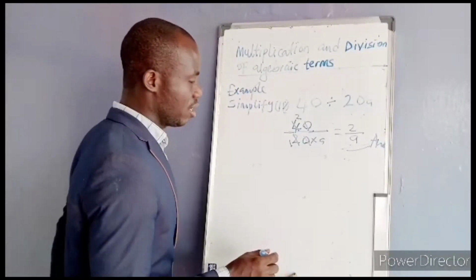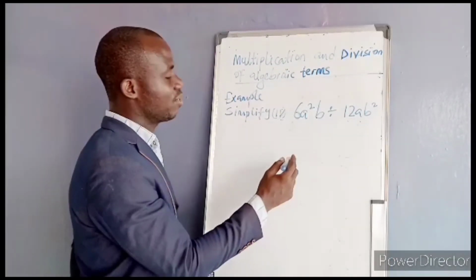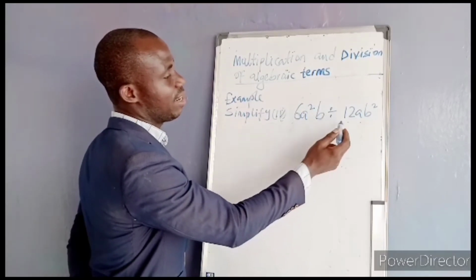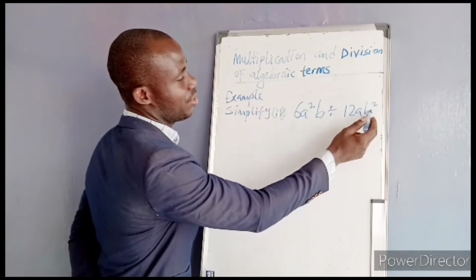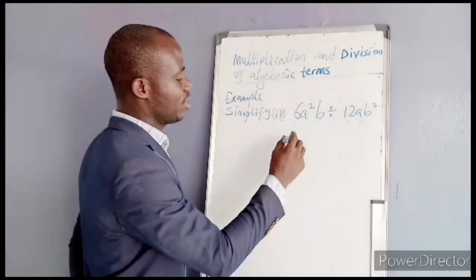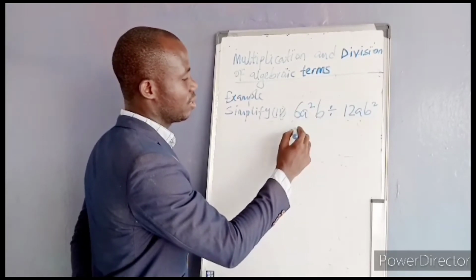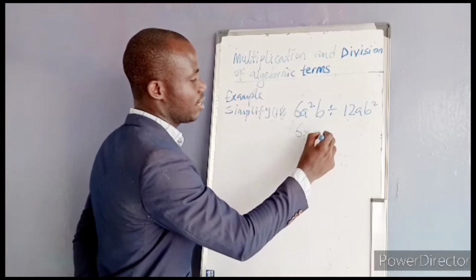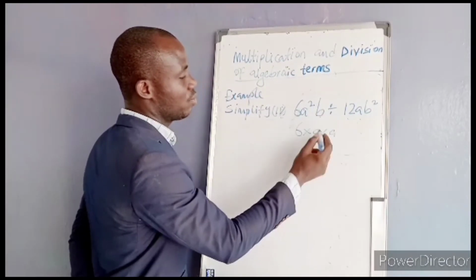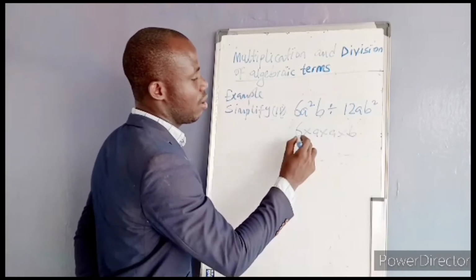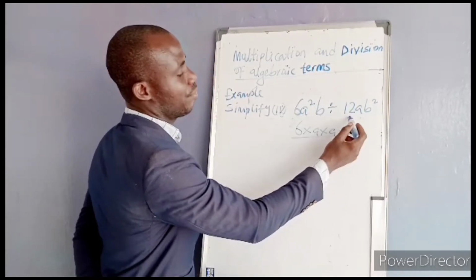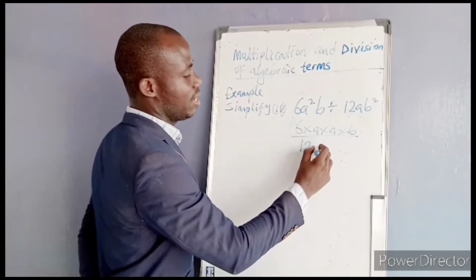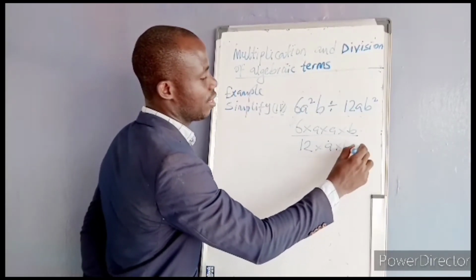Is that clear? Okay, this is another example. We have 6a raised to the power 2b divided by 12a b raised to the power 2. We are going to do the same thing. 6a squared b, I can rewrite this as 6 times a times a, because a raised to the power 2 means a two times, times b, all over 12. 12 is at the denominator because of this division sign, times a times b times b.